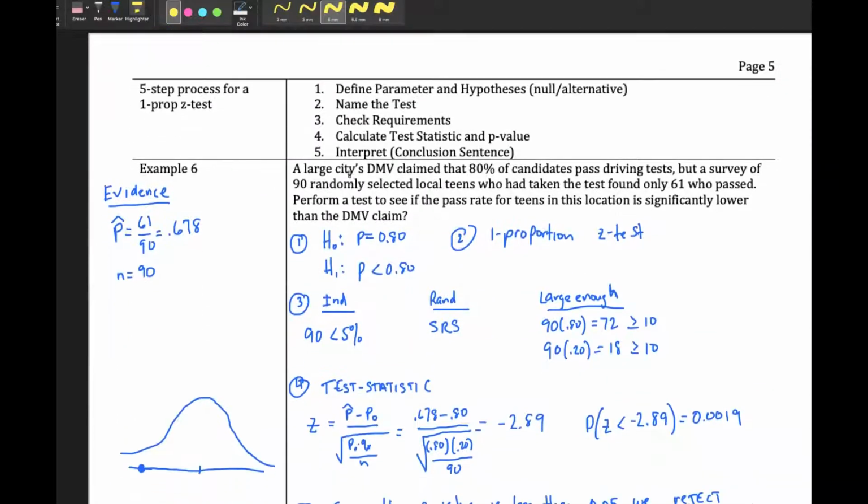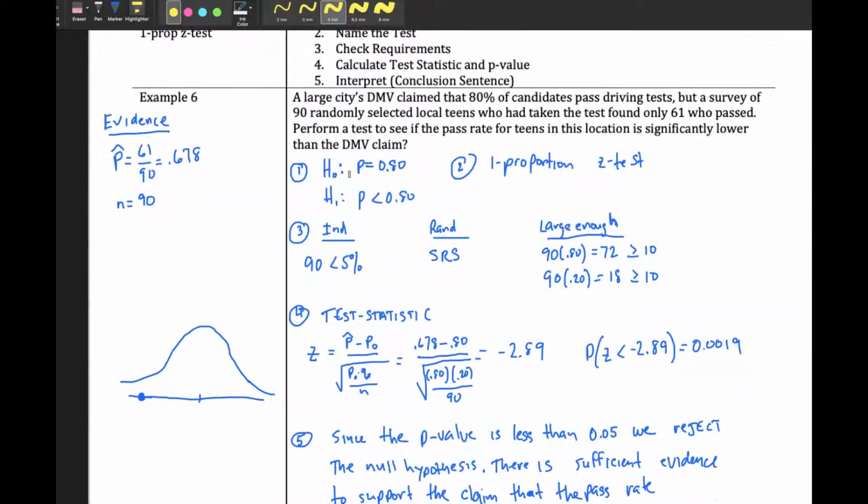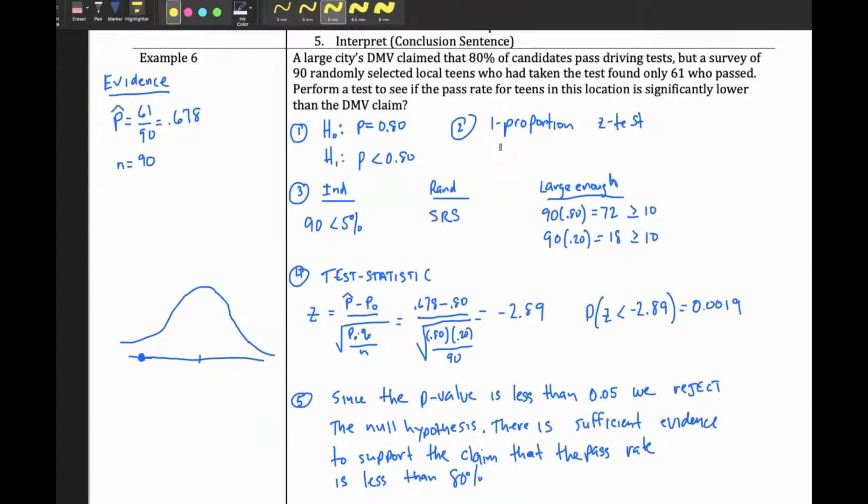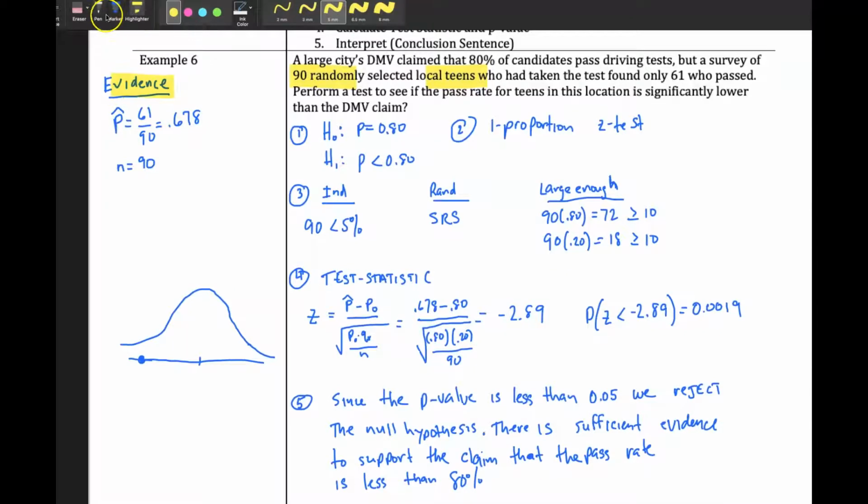Looking at example 6, let's run through another one. You can see everything here in one shot, so you can pause and get all that information down. The DMV claimed 80% of its candidates passed driving tests, but in a survey of 90 randomly selected teens, only 61 passed. And so you get the evidence here, our sample data.